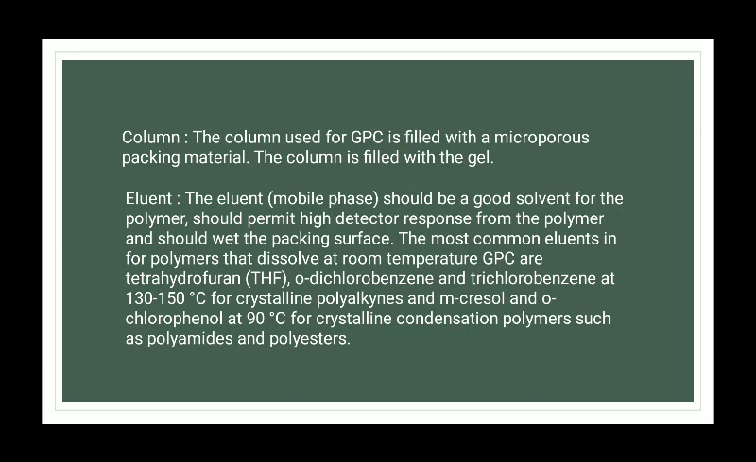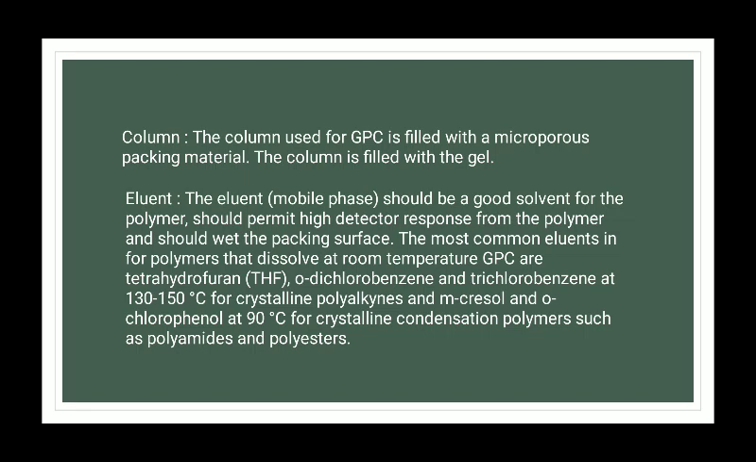The column used for gel permeation chromatography is filled with a microporous packing material. The column is filled with the gel and eluent. The eluent, that means the mobile phase, should be a good solvent for the polymer, should permit high detector response from the polymer, and should wet the packing surface.